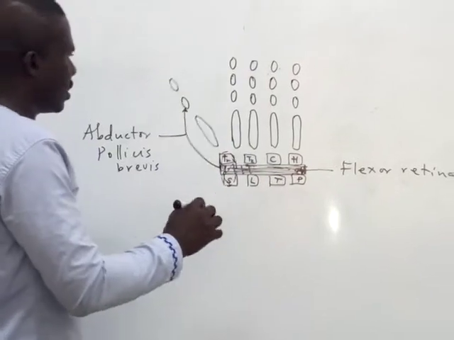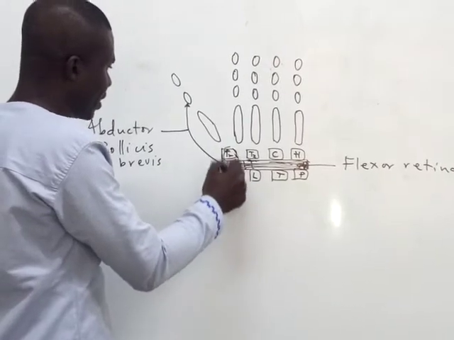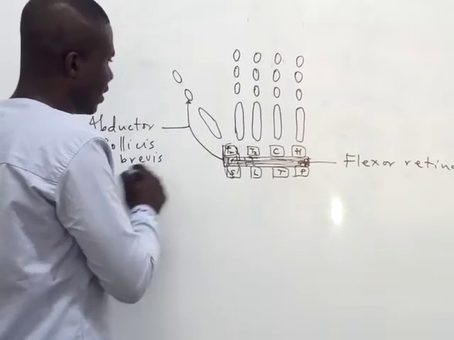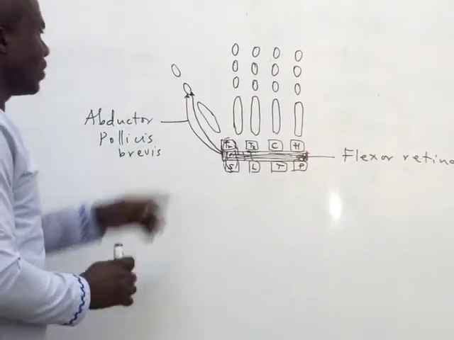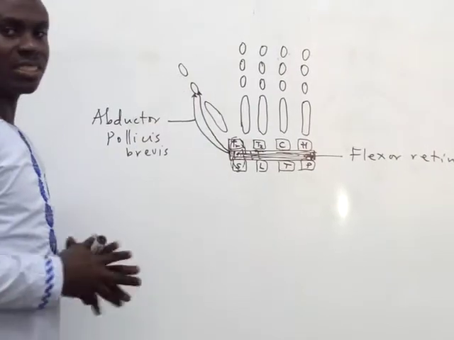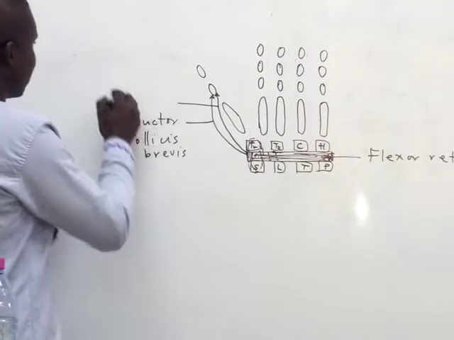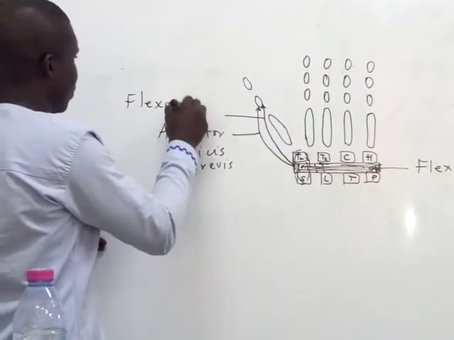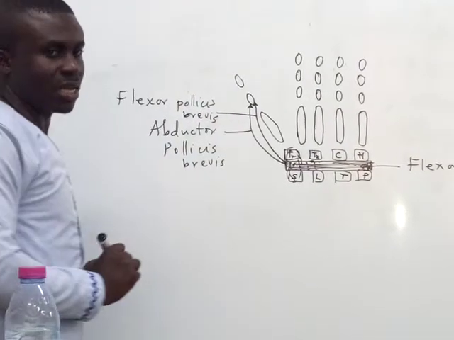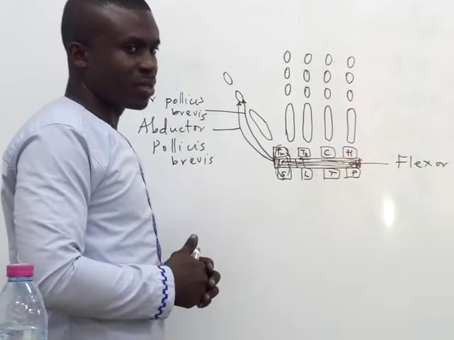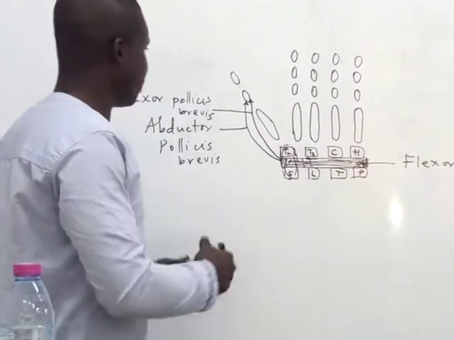Now the next muscle, which takes origin from almost the same area, trapezium and scaphoid tubercles and the flexor retinaculum. But this time around, it inserts at the medial side of the base of the first, the proximal phalanx, is known as flexor pollicis brevis, flexor pollicis brevis. So this one is going to flex the thumb.